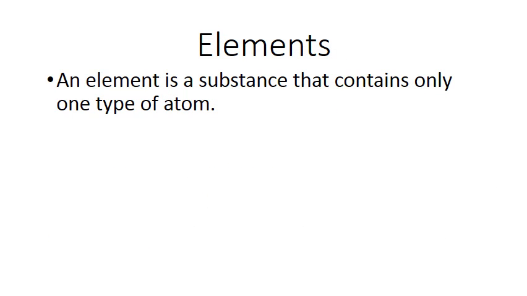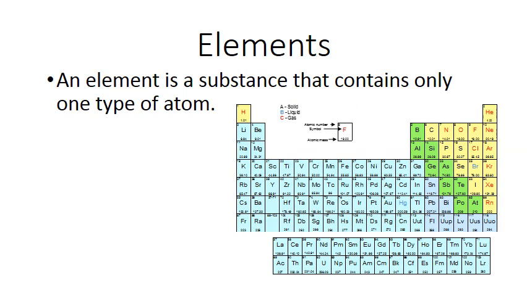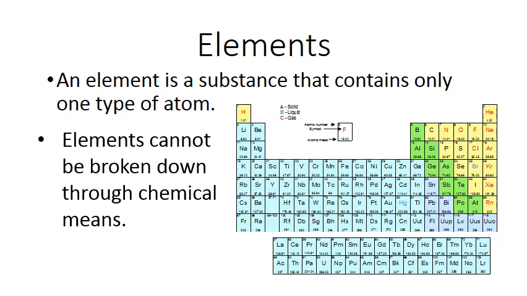An element is a substance that contains only one type of atom. So here we have the periodic table of elements. We've got around 118 elements here. And each one of these elements contains a very specific type of atom that is unique to that element. And you'll know something's an element because elements cannot be broken down through chemical means.